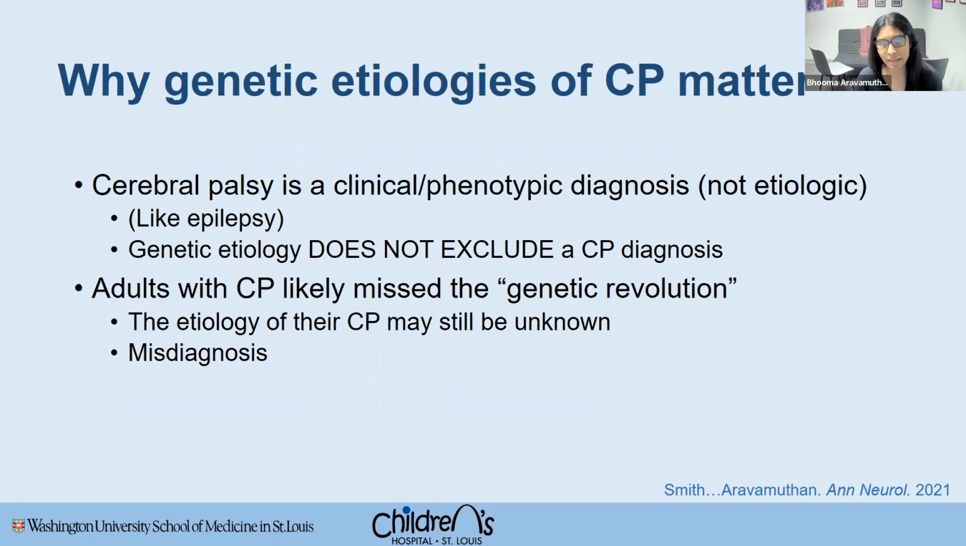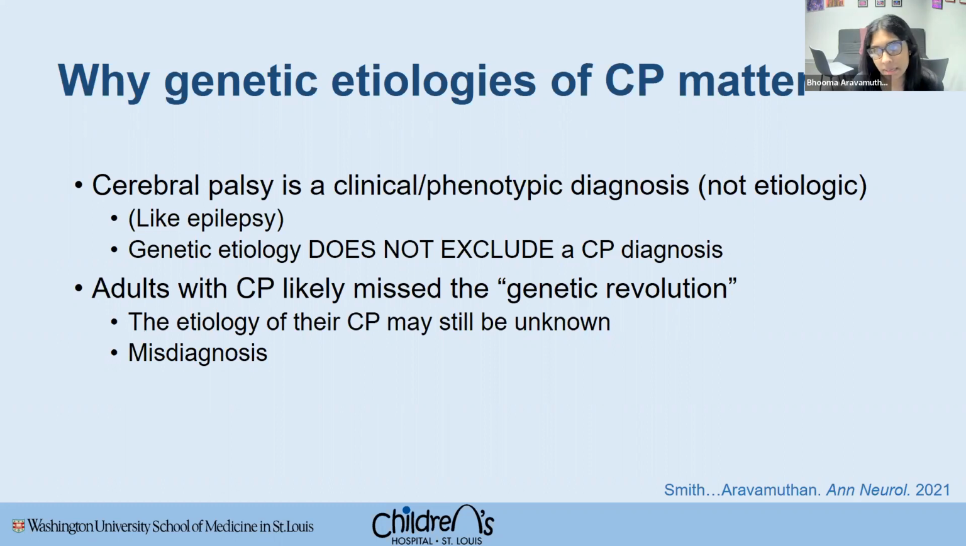We would argue that this is perhaps a mischaracterization of a CP diagnosis. CP is a clinical or phenotypic diagnosis. It is not etiologic, very similar to epilepsy. We don't say someone has Dravet syndrome, so they no longer have epilepsy. We say they have epilepsy due to an SCN1A mutation. Very similarly, a genetic etiology does not exclude a CP diagnosis. You can instead have CP due to X genetic condition.